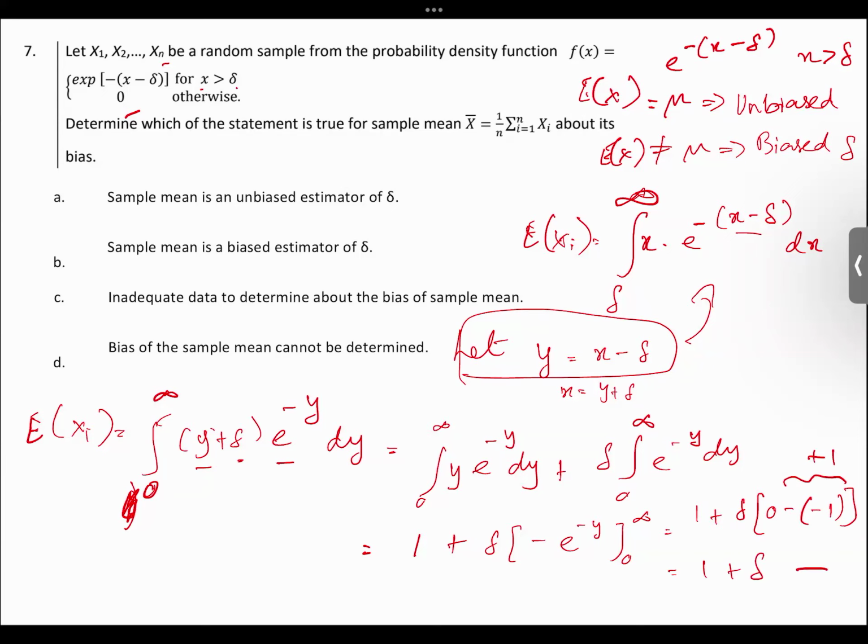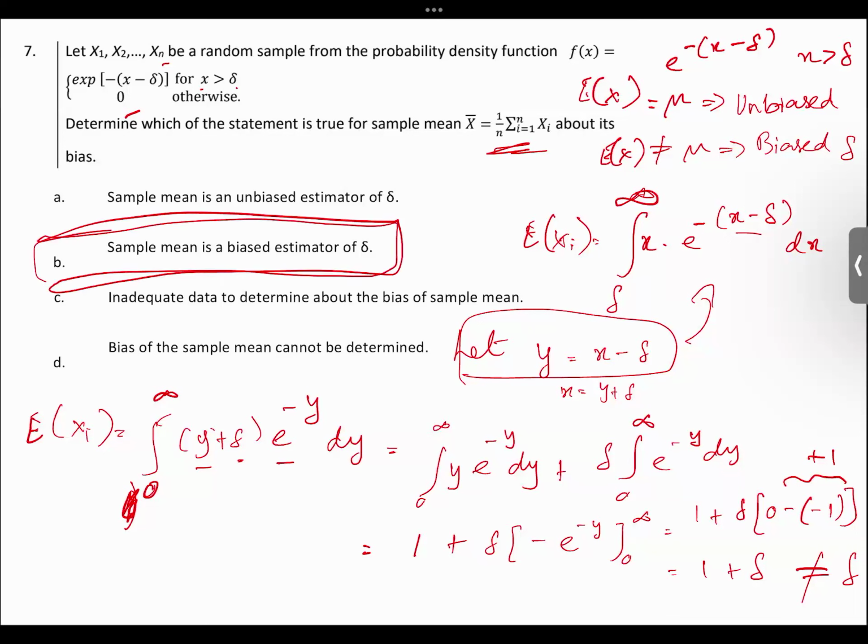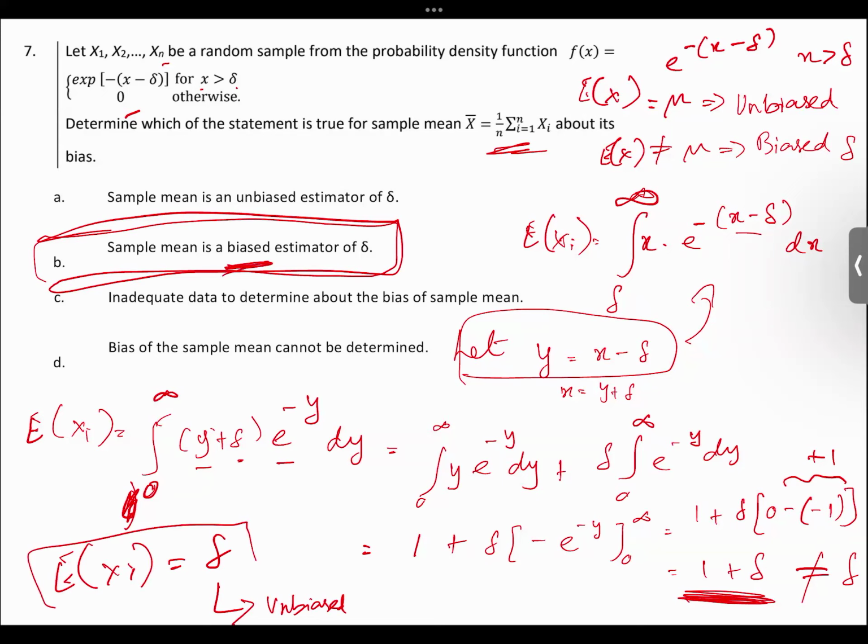So this 1 plus delta is not equal to delta, or to your sample mean. This means that there is some bias. This is not equal to delta. So the sample mean is a biased estimator of delta. Ideally, you should have got E of xi equal to delta. If you got this, it would have been an unbiased estimator. But what did you get? You got 1 plus delta. So it is a biased estimator. This solves this question.